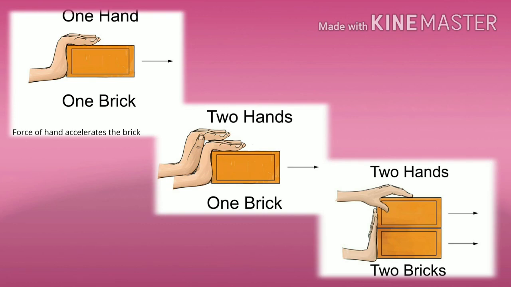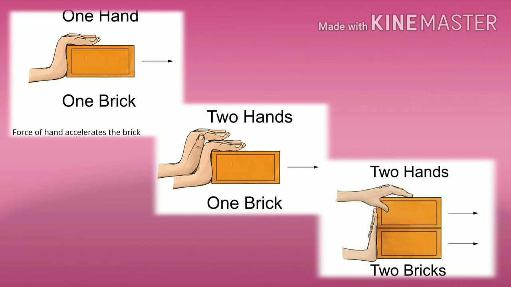Suppose we take one brick and we apply the force of one hand on the brick. The force of the hand accelerates the brick and it moves. But in the second picture, when we apply the force of two hands on one brick, it accelerates more because the force is more.